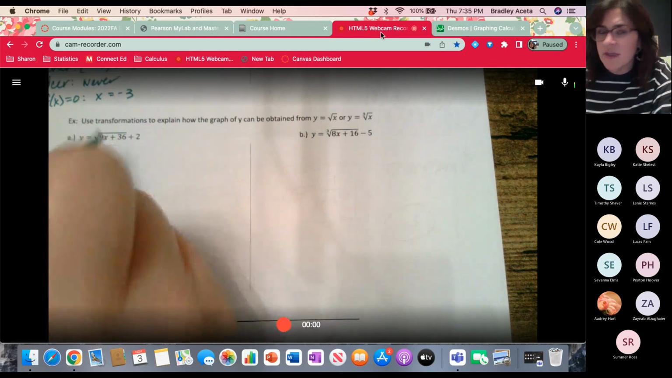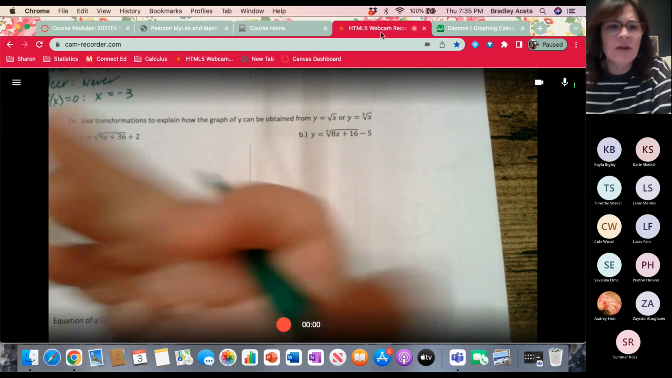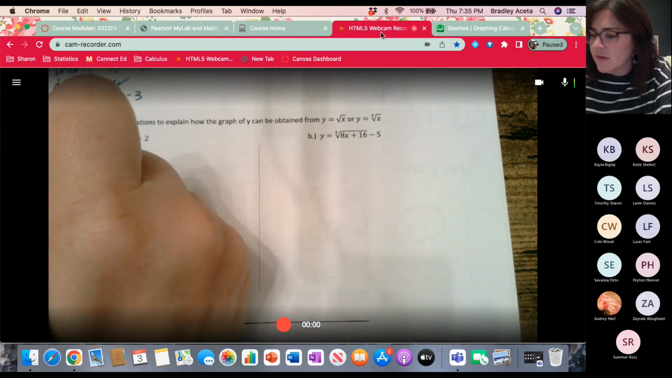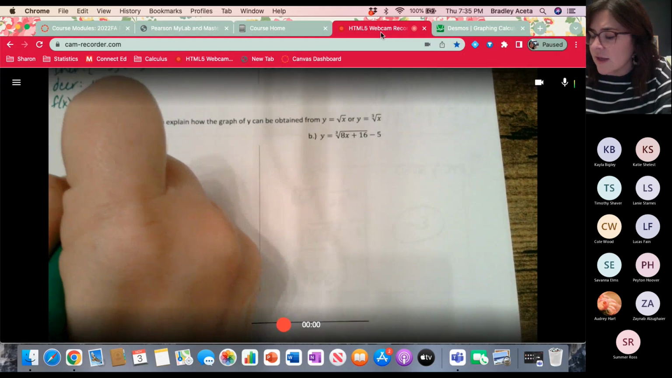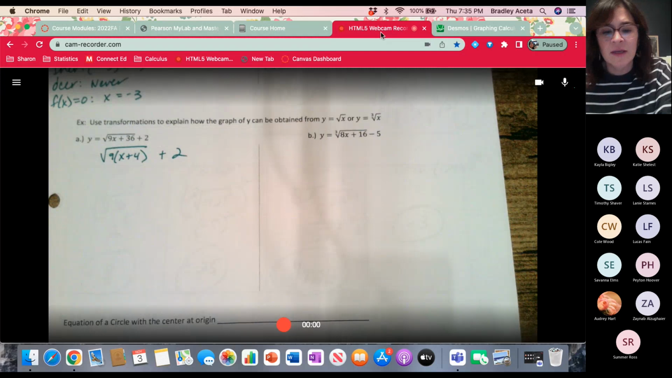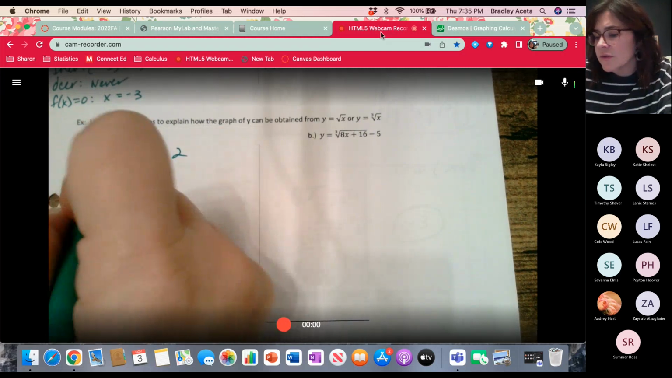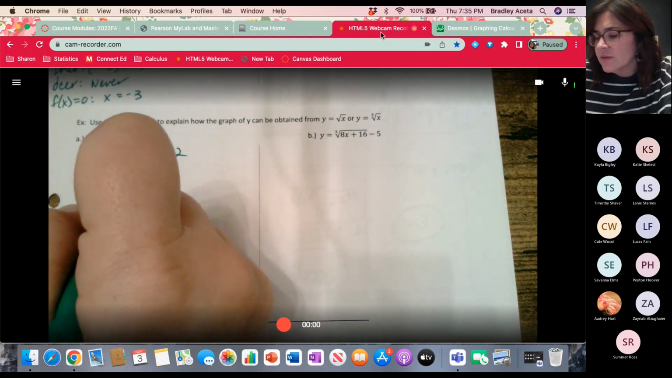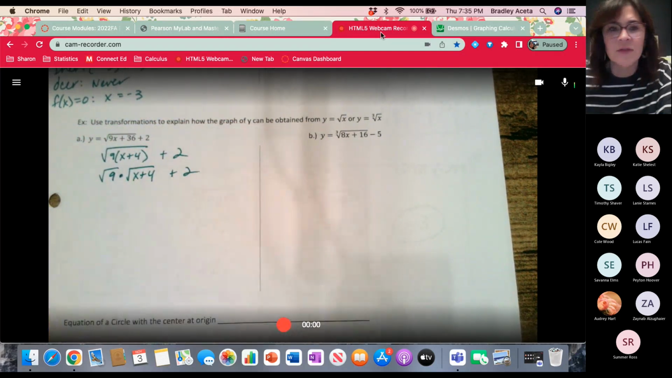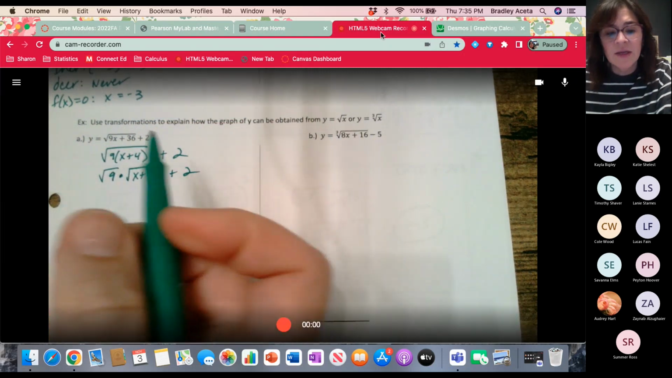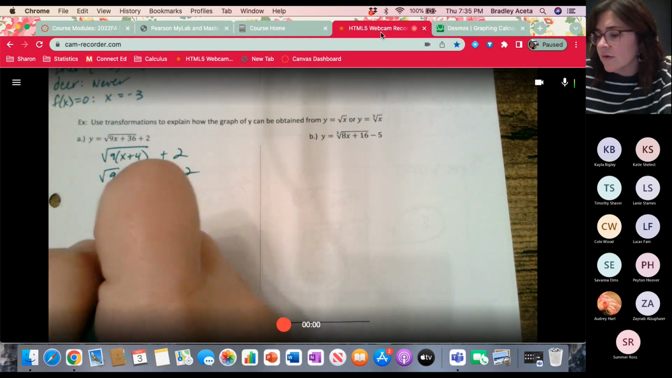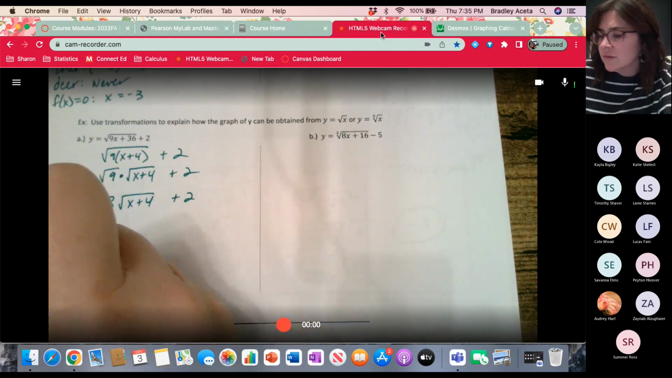When I see something on the inside like 9x plus 36, I want to factor. You should always have a tendency to want to factor things. So I'm going to rewrite this as take out a 9 and you're left with x plus 4. And now your rules for square roots, if you remember, you can break this into a square root of 9 times the square root of x plus 4. And then that plus 2 is on the outside. And the square root of 9 is really just 3. So 3 square root of x plus 4 plus 2.